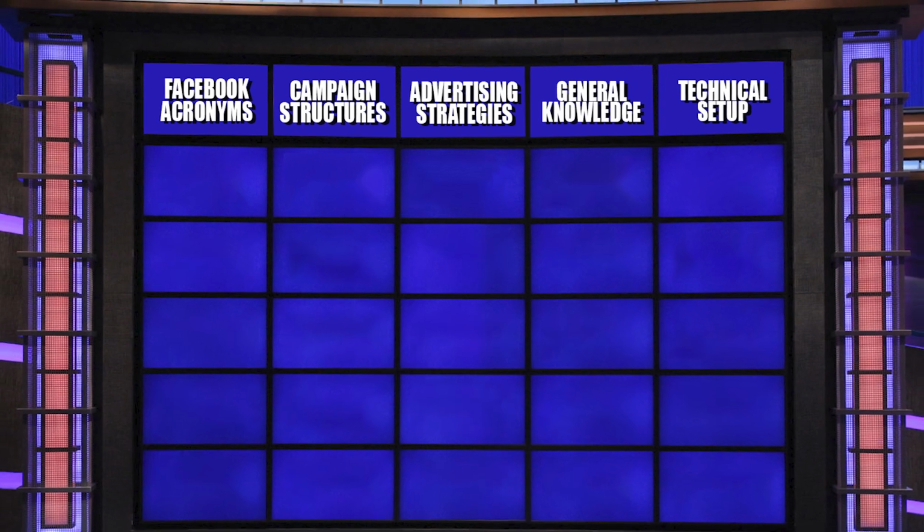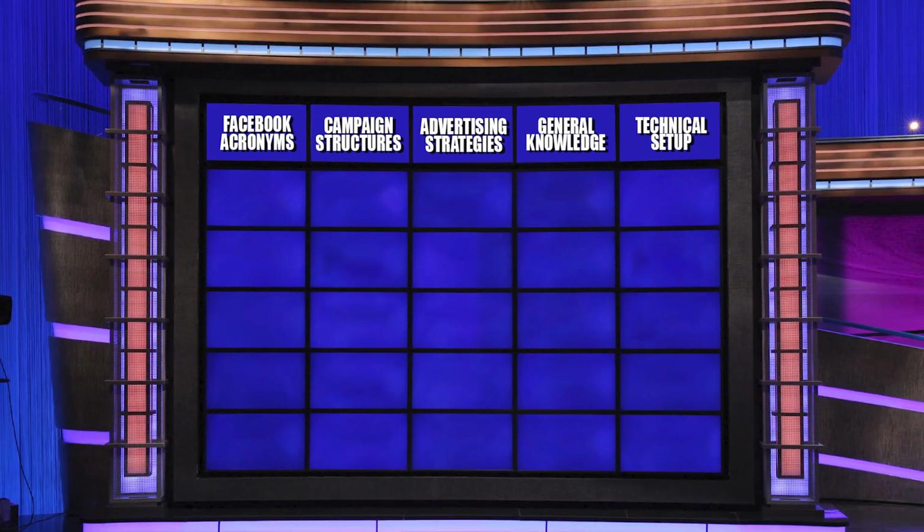And we finally made it. The first 25 questions done, but it all comes down to this: Final Jeopardy. So here's how it's going to work. I'm going to give you the category of the final question, then give you a few seconds to make your wager. This could be the question that ultimately decides how well you know Facebook advertising.